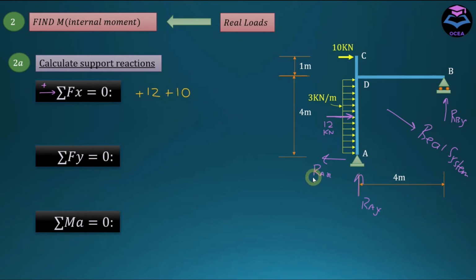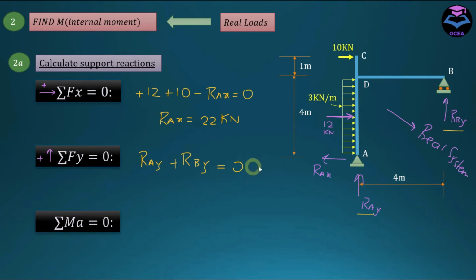which is also going towards the right, so this is also going to be positive, and this RAX is going towards left. This is going to be negative. If I calculate RAX from here, it's coming out to be equal to 22 kilonewton. And now let's apply summation of Fy, summing the forces in y direction. So we have two forces which are acting in y direction, RAY and this RBY. So RAY and RBY are both going to be positive. And let's name this equation as equation A.